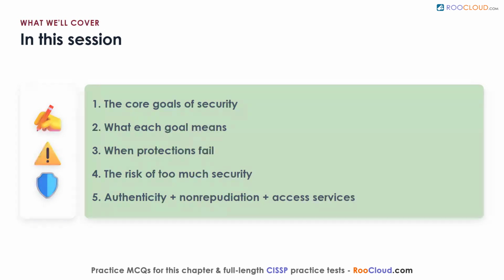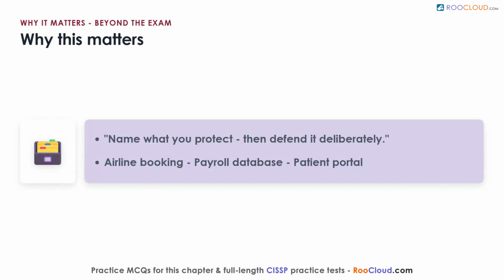We'll answer several questions. What are the core goals that security protects? What does each goal really mean in practice? What happens when those protections fail? Can you have too much security? And what extra properties round out a complete model? Why does this matter beyond the exam?